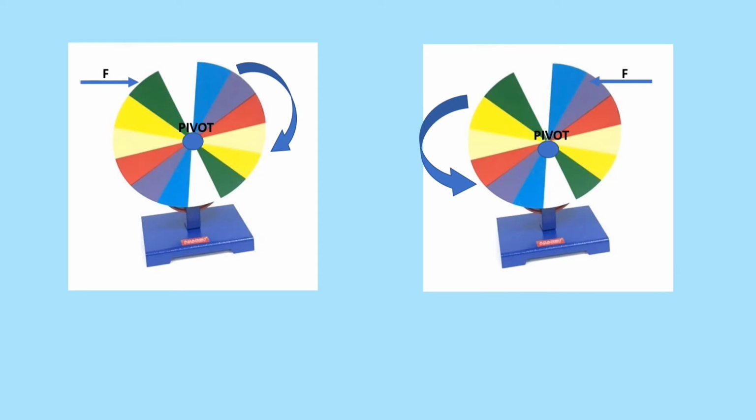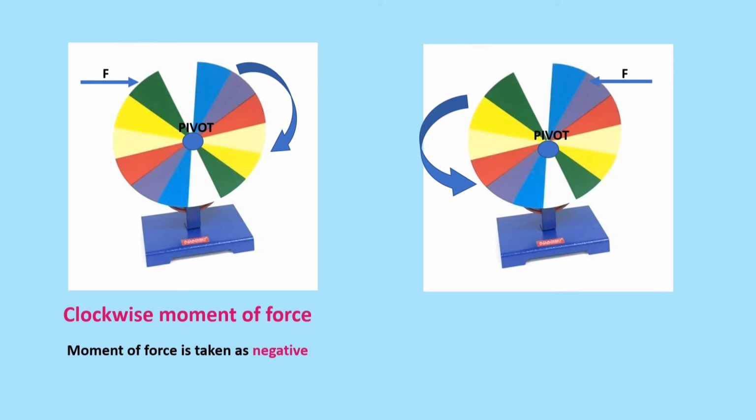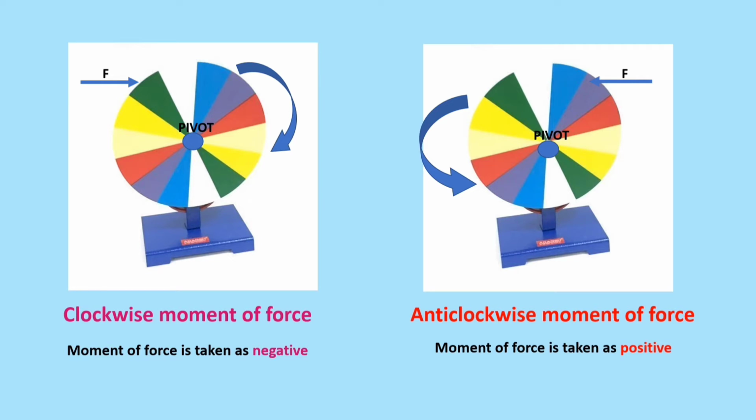As you can see here, a disc is pivoted at one point. And when you're applying the force from the left side, you can see that the disc is rotating from right to left. Can you guess which type of movement of force it is? Yes, it is clockwise movement of force. Similarly, here you can see that the force is applied from the right side and the disc is rotating from left to right. Can you guess which type of movement of force it is? It is nothing but anti-clockwise movement of force. So here the clockwise movement of force is taken as negative and anti-clockwise movement of force is taken as positive.